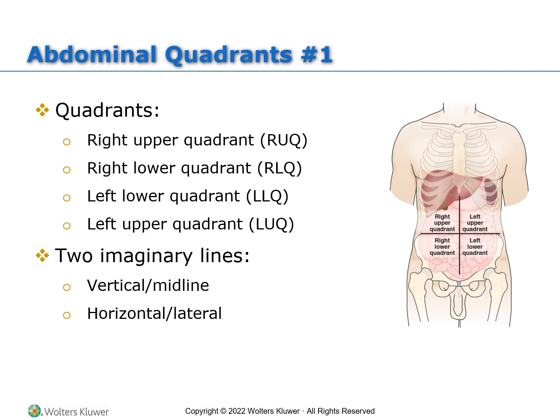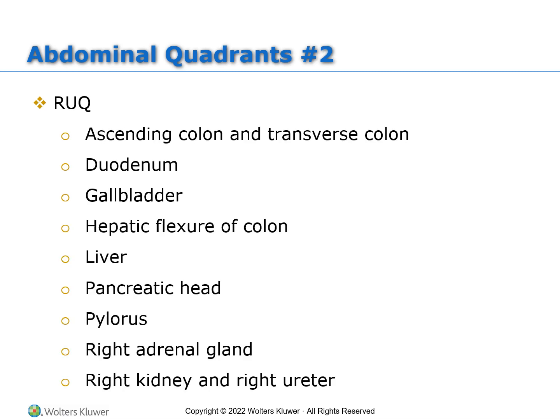All right, so within all of those regions, you're going to find some specific organs. Having a clear understanding of what is located in each one of those abdominal quadrants can help you rule out some things with the client when you're treating them.